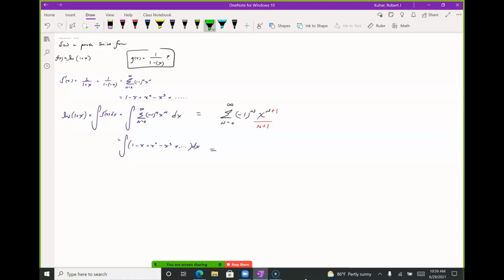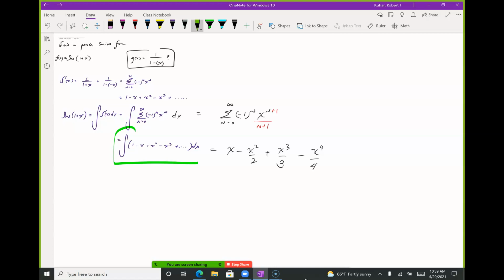I'm doing this integral now, right? So we're just going to integrate term by term. So what do I get for the first term? X. Yeah, good. Minus x squared over 2, plus x cubed over 3, minus x fourth over 4, and I can really see the pattern here pretty easily, right?